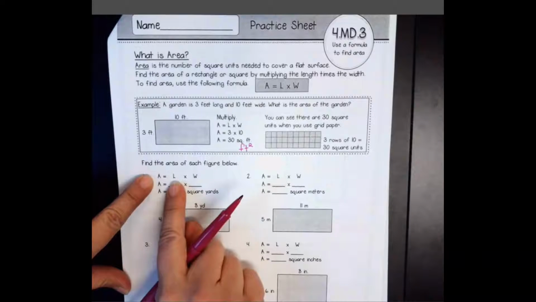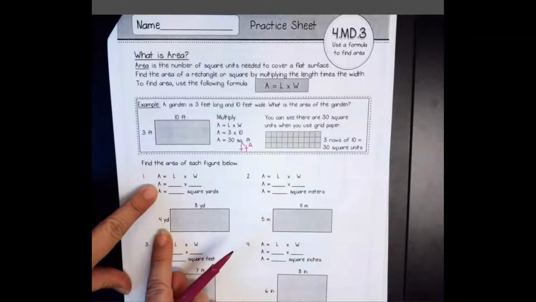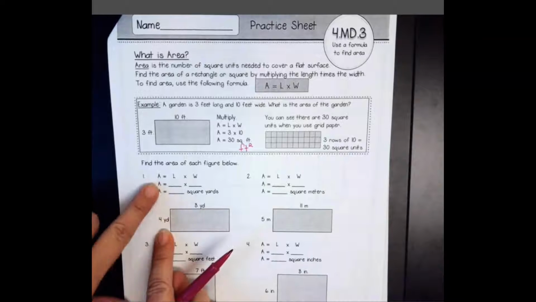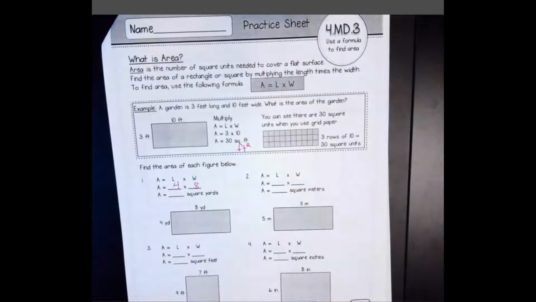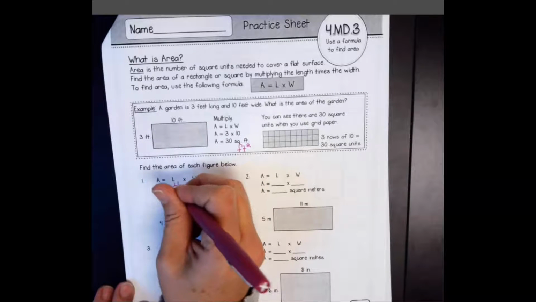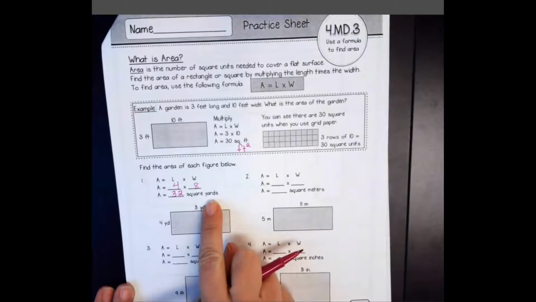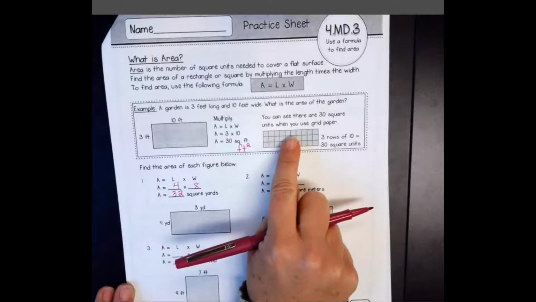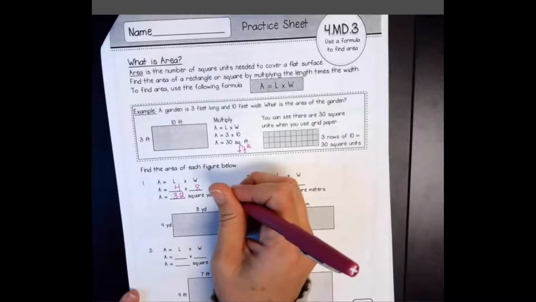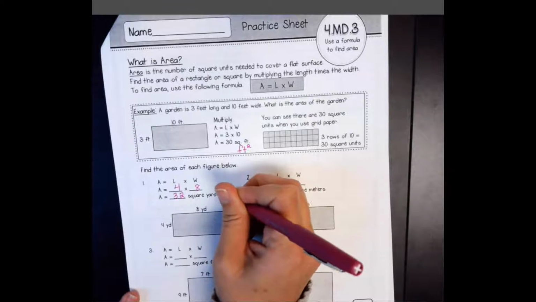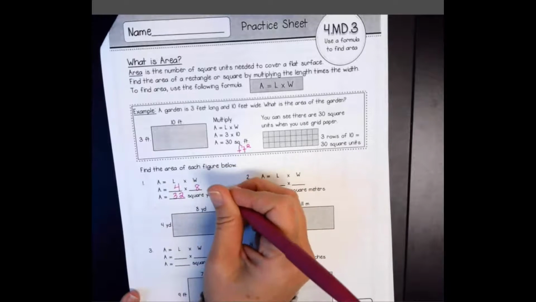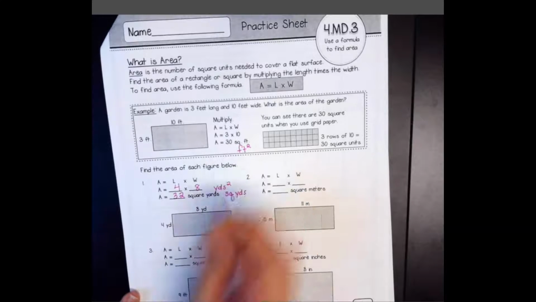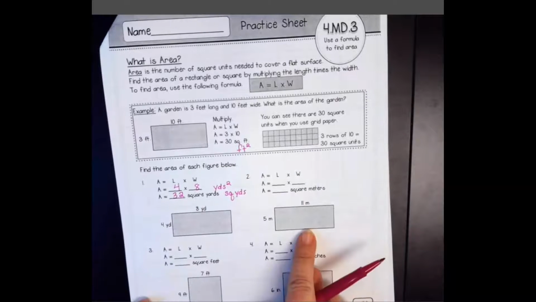We know that area equals length times width. So I'm going to plug in my numbers. Area is 4 times 8, and 4 times 8 is 32 square yards. We write square yards because we're thinking of how many squares cover the inside. You could also write sq yards, or you could write yards squared.